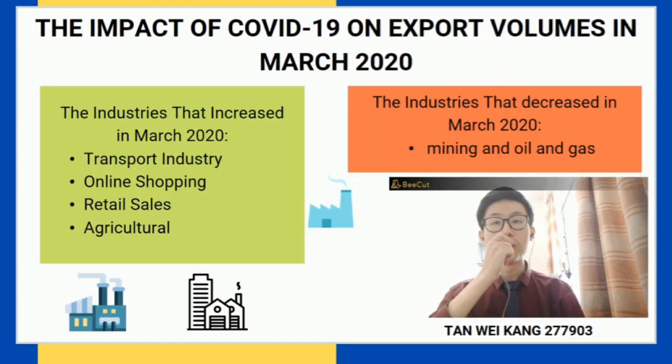Next, I want to talk about the impact of COVID-19 on export volume in March 2020. Based on the research, we can find which industries increased or decreased in March 2020. The industries that increased in March 2020 are the transport industry, online shopping, retail sales, and agriculture, while the industries that decreased in March 2020 are mining and oil and gas.